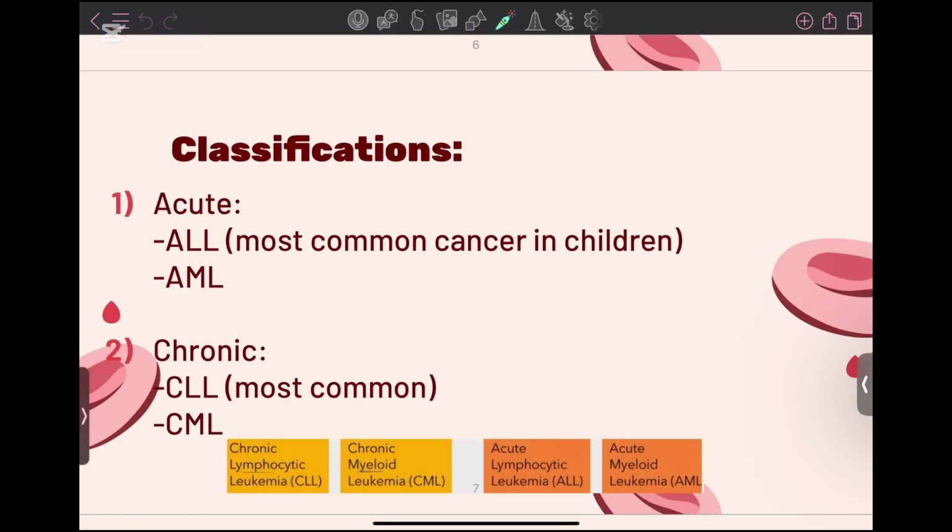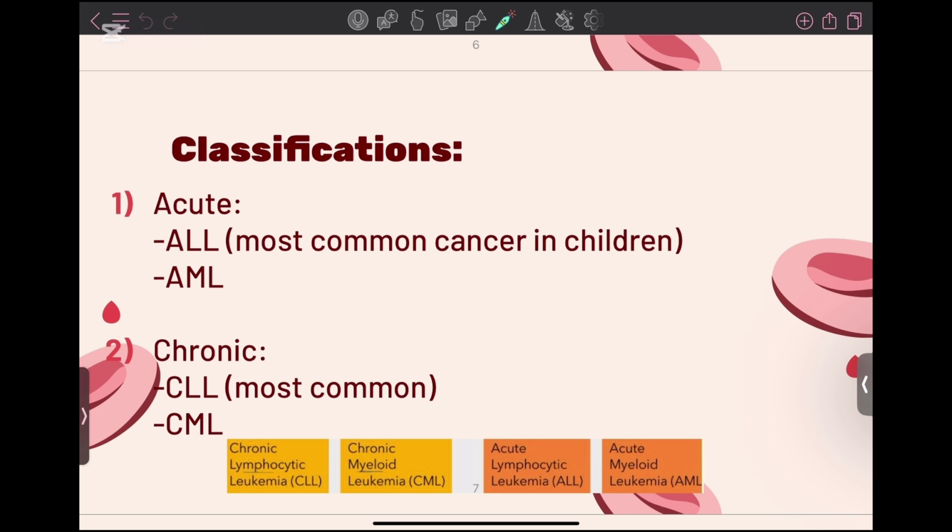Okay, so starting off with the classifications of leukemia, we have acute and we have chronic. For each, we have the lymphocytic and the myeloid leukemia. So we have acute lymphocytic leukemia. What you need to know here, very important, is that it's the most common cancer in pediatrics, in children specifically. Okay, yani it's the most common leukemia in children. It's the most common cancer generally in children. Okay, it's the acute lymphocytic leukemia. Then you're gonna have the acute myeloid leukemia.